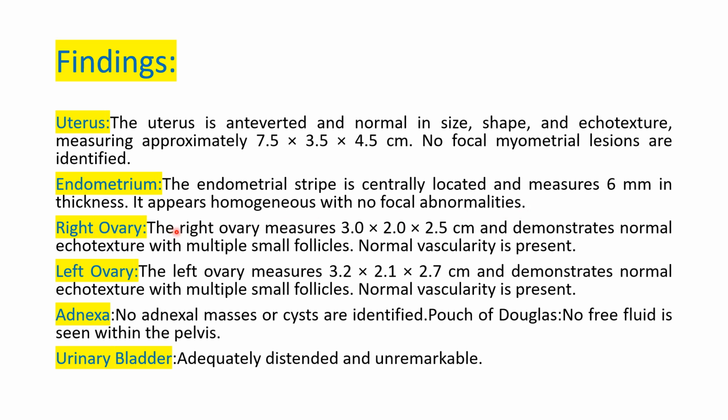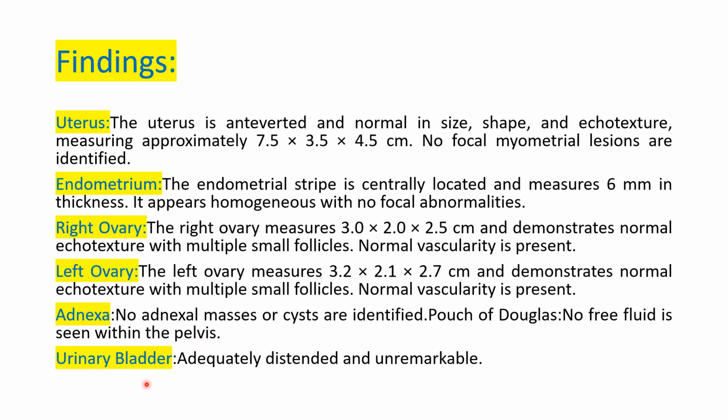The right ovary measures 3.0 by 2.0 by 2.5 centimeters and demonstrates normal echo texture with multiple small follicles. Normal vascularity is present. The left ovary measures 3.2 by 2.1 by 2.7 centimeters and demonstrates normal echo texture with multiple small follicles. Normal vascularity is present. No adnexal mass. No cysts are identified in the pouch of Douglas. No free fluid is seen within the pelvis.